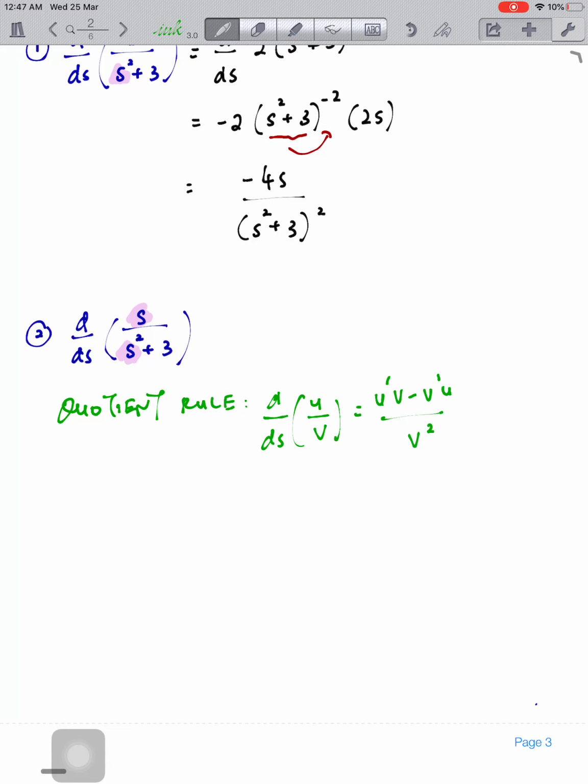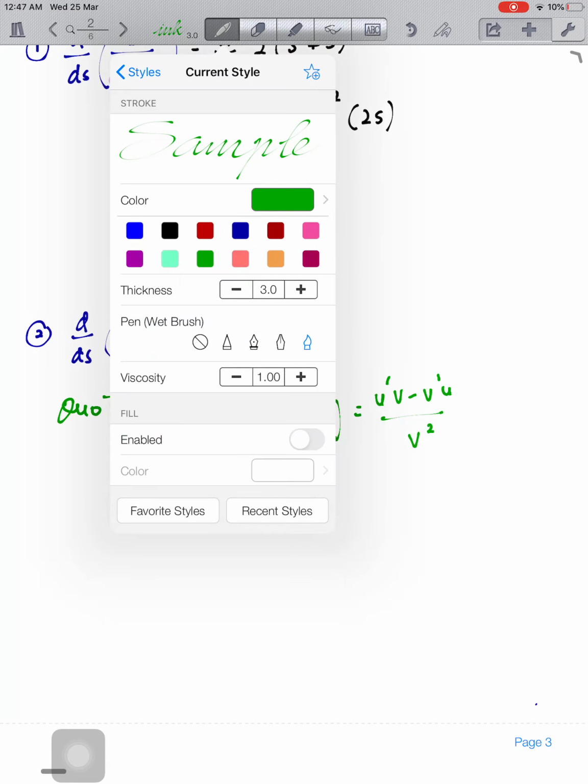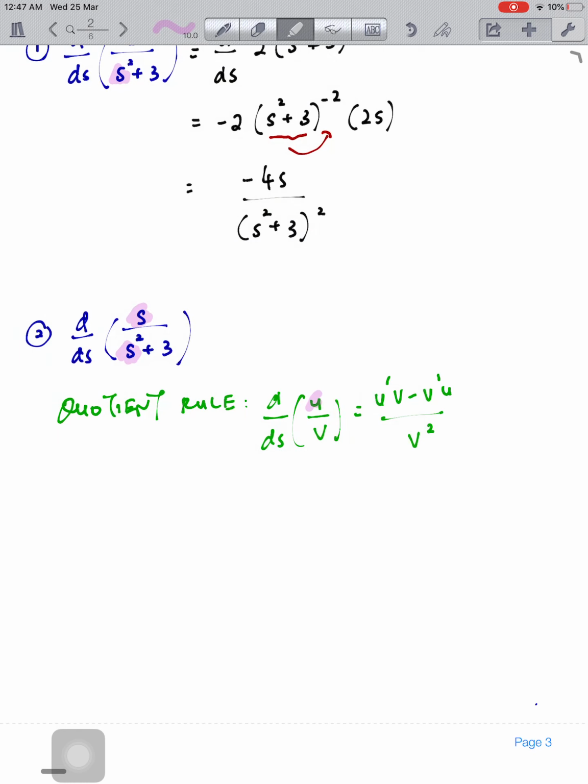Remember, when you use quotient rule, the function at the top is always going to be u. So the function at the bottom is always going to be v. So it cannot be the other way around. And the formula is always that you differentiate u first, minus, then you differentiate v, right? So do not change them. Automatically, if you change them, your calculation will be wrong.